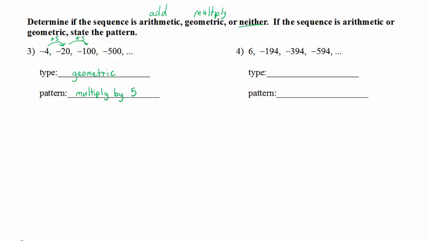Then you could assume, I guess if you wanted to, that the next one will be arithmetic, but you do want to check. Since we have to write the pattern anyway, to get from 6 to -194, I'm having to subtract something, and it may be easier to look between -194 and -394. We're subtracting 200 on each of these, which means that this is arithmetic. And so our pattern is subtract 200.